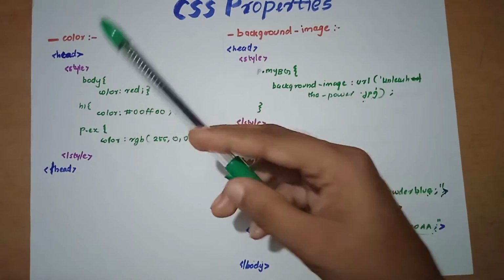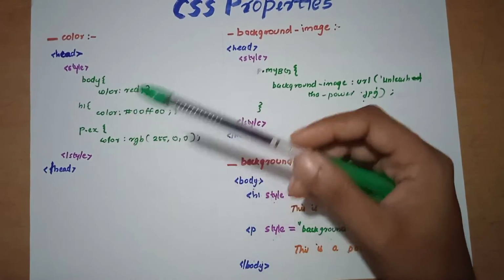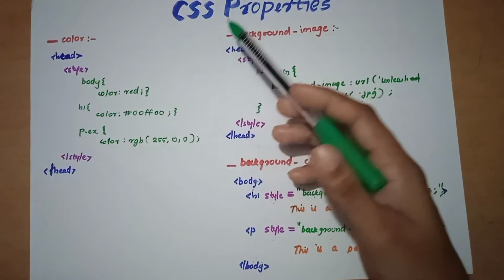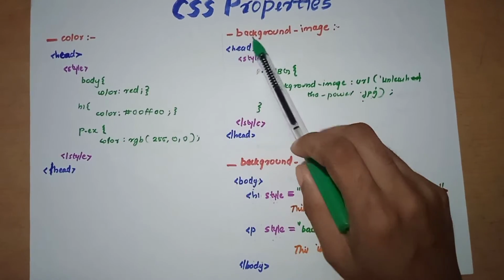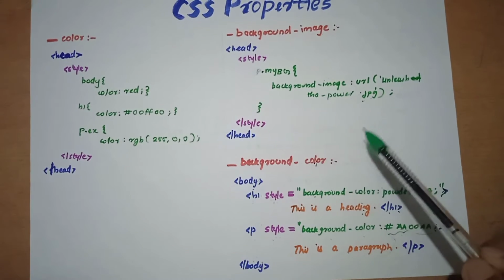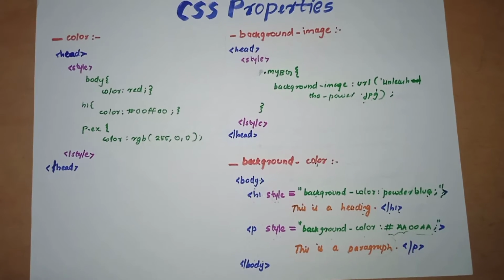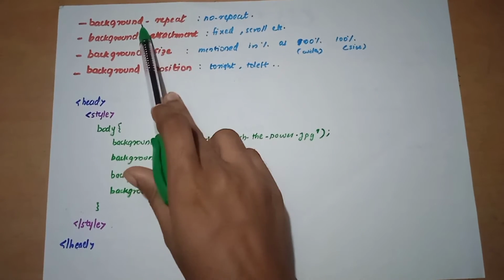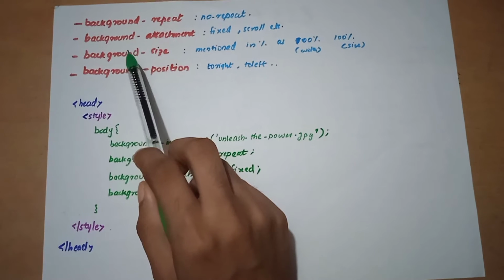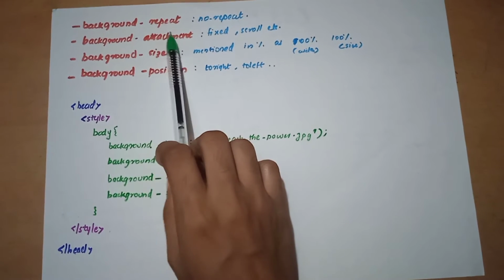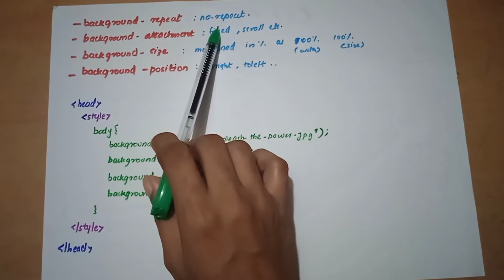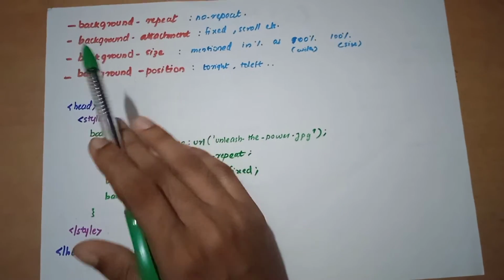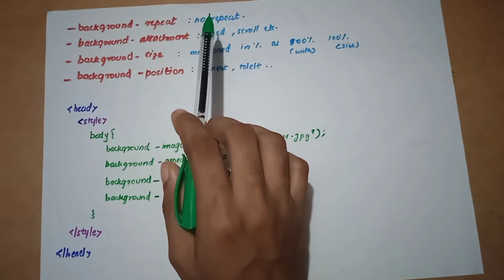So now we have gone through color, how to define the color using CSS, and also background image and background color for our web page. Likewise, there are some more things you can change in the background itself. They are background repeat. That means whatever image we have added using the CSS style should never repeat.